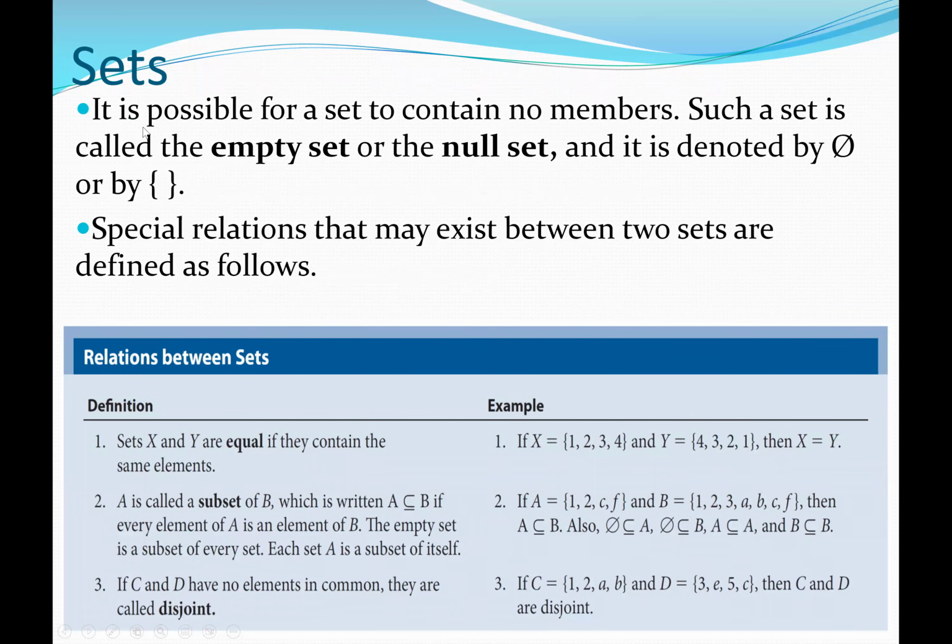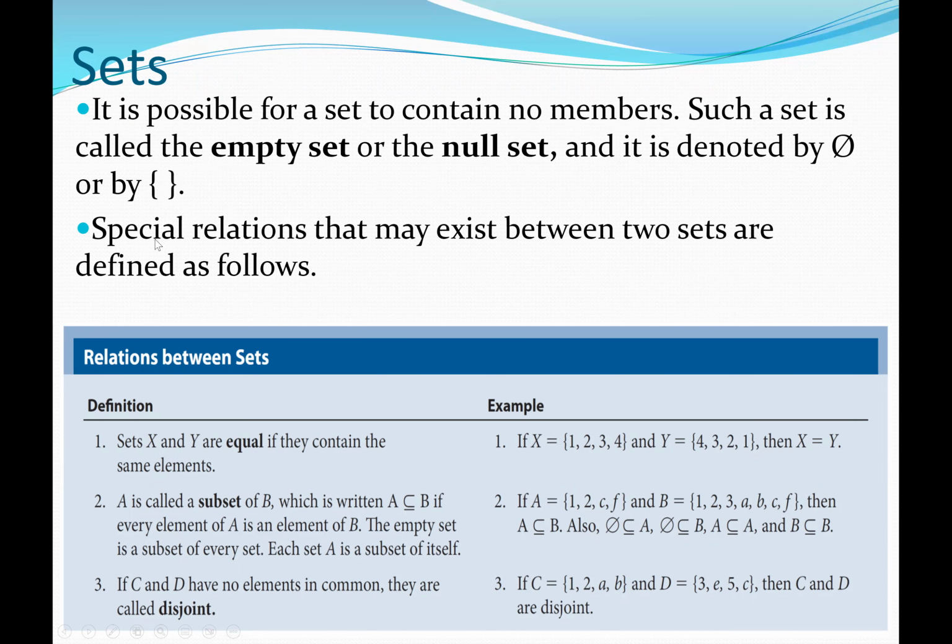Now, is it possible for a set to contain no members? Yes, it's possible. A set with no members is called an empty set, or sometimes the null set, and we can denote it by a zero with a slash, or by open and closed empty braces.